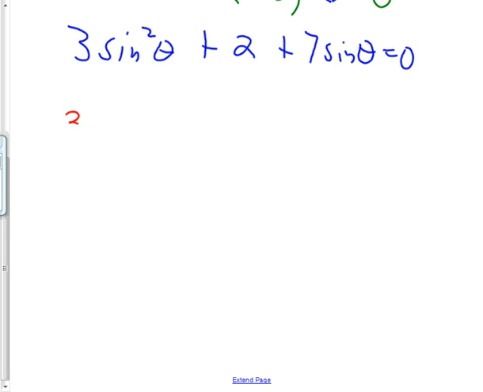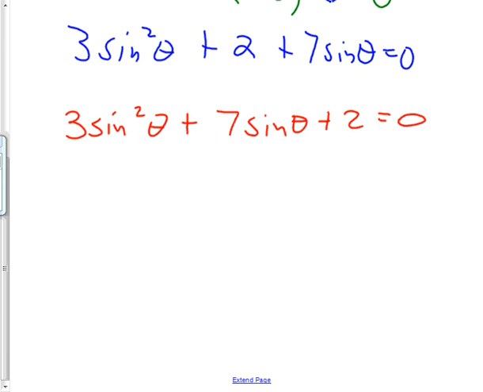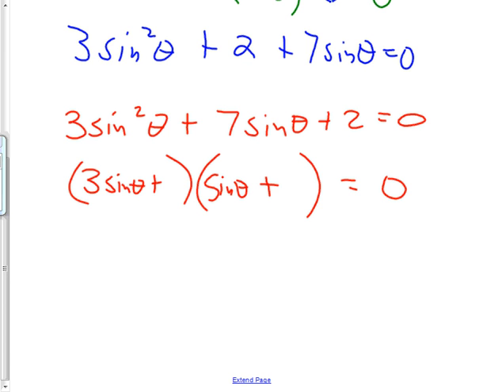So we go 3 sine squared theta plus 7 sine theta plus 2 equals 0. I just rearranged it, that's all. You wouldn't even have to, but I think it makes it easier to factor. And then you go 3 sine theta plus, and sine theta plus. And then I just got to figure out what number goes here and here. That multiplies to 2. Well, it's got to be 2 and 1. So I go 2 and 1, and I see if that works. That makes 3 times 1 is 3, plus 2 would make 5. That's not what I wanted. So if it doesn't work the way you want, you switch it around. 1 and 2. 3 times 2 makes 6, plus 1 makes 7.